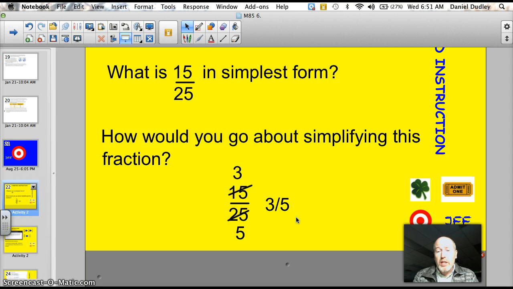At this point, I just have to ask myself, is there anything else, any number, that will go into both the top and the bottom? And when you can only answer 1, then you know you are now in simplest form. So the only number that these two, the denominator and the numerator, share is 1. So we are in fact in simplest form.